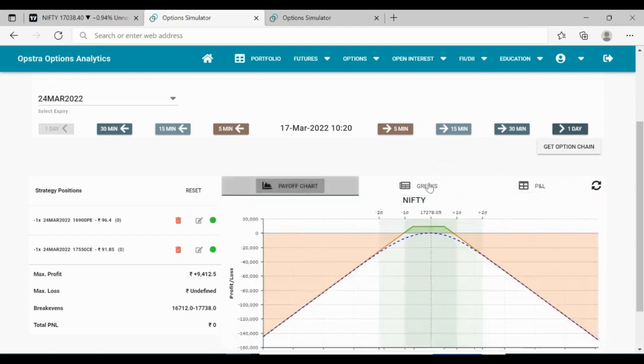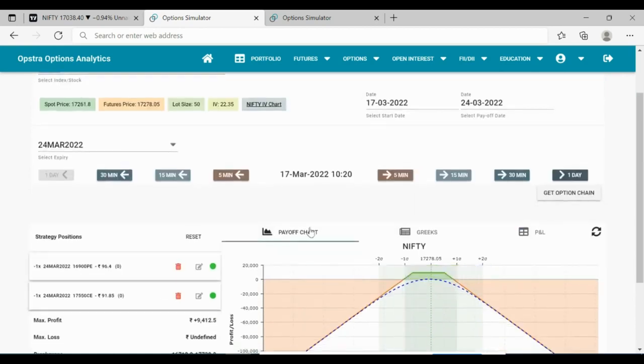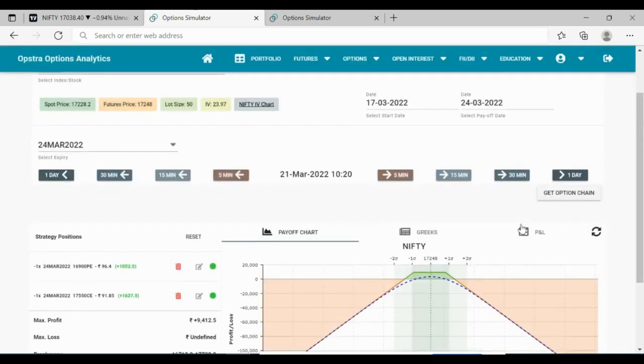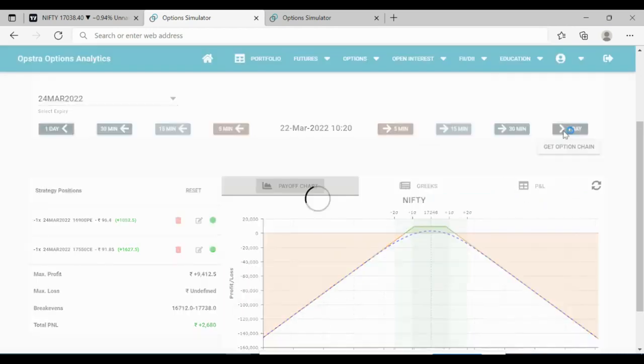Now we are at 10:20. I've deployed the triangle at 10:20. I'm just moving to the next day. Looking at the graph, the next day at 10:20 the market stays in the middle, so we do not need any adjustment because the premiums are more or less balanced. There is not a huge difference between the put and the call premiums. Let me take you to the next day.